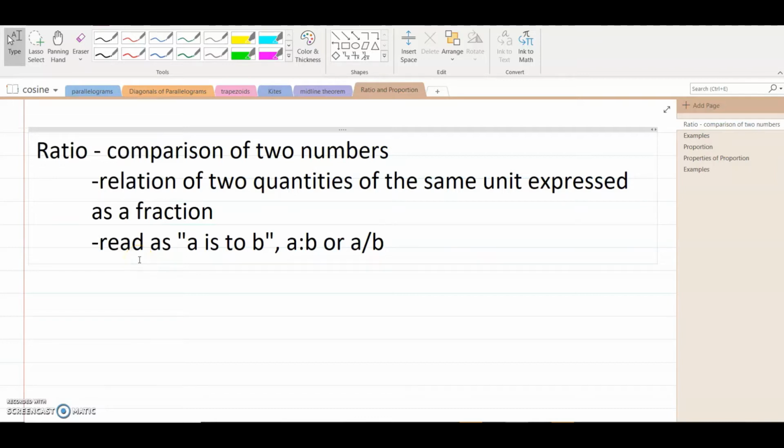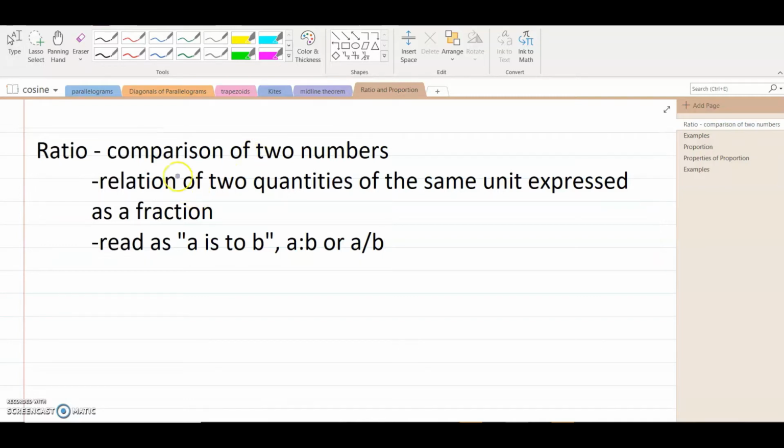Hello, good day! Welcome to another edition of Sir Jello's Math Video Tutorials. In this video, we're going to learn more of ratio and proportion. Actually, our focus here is proportion, with ratio as a review for that.